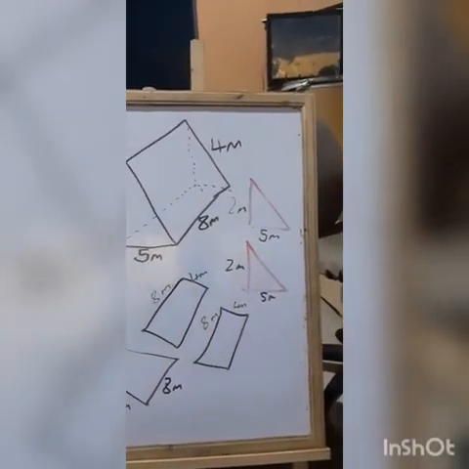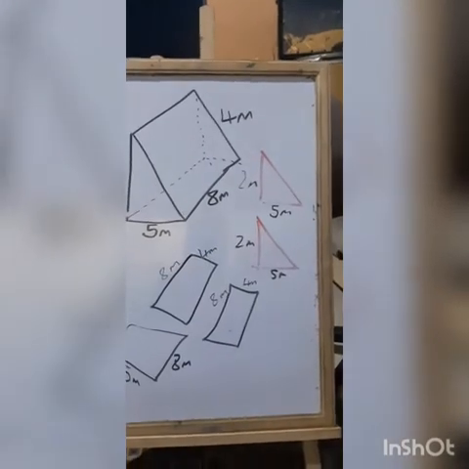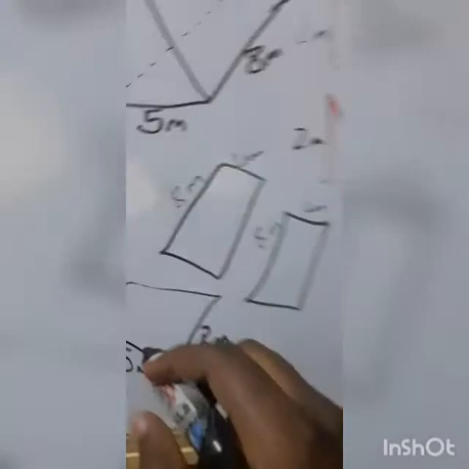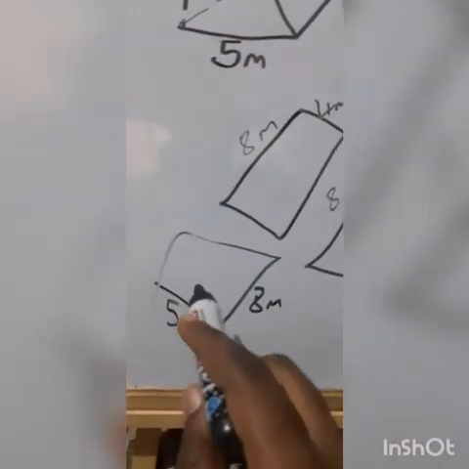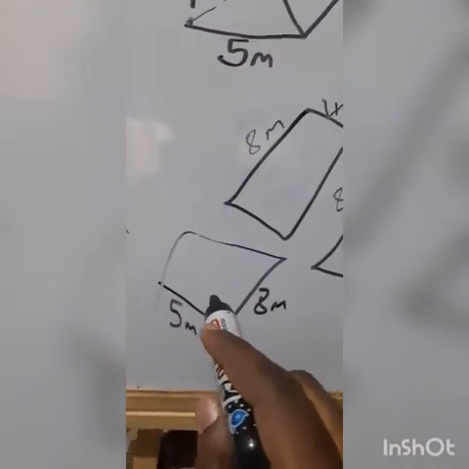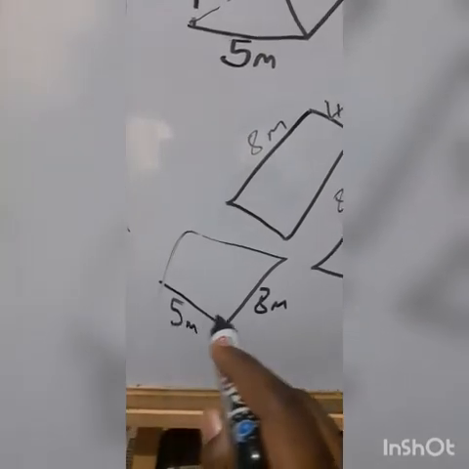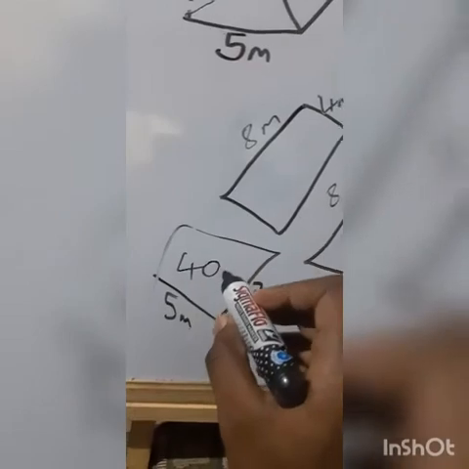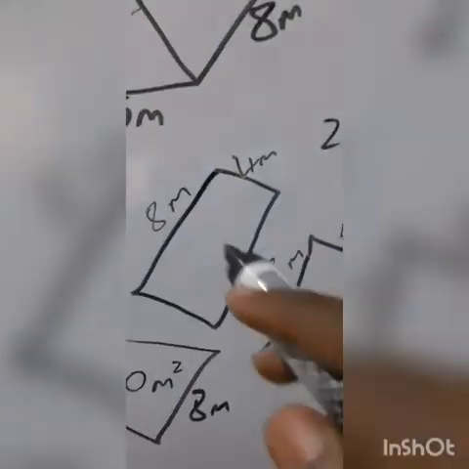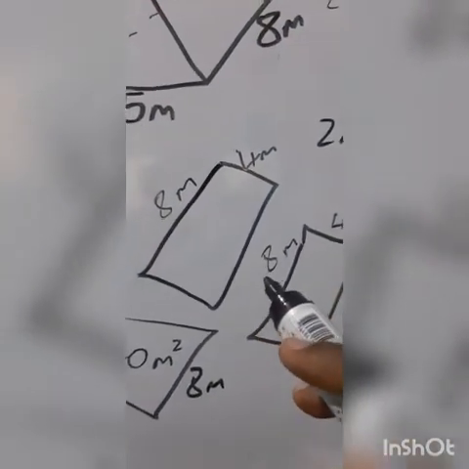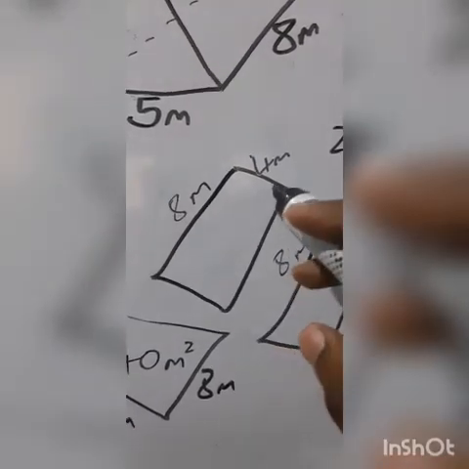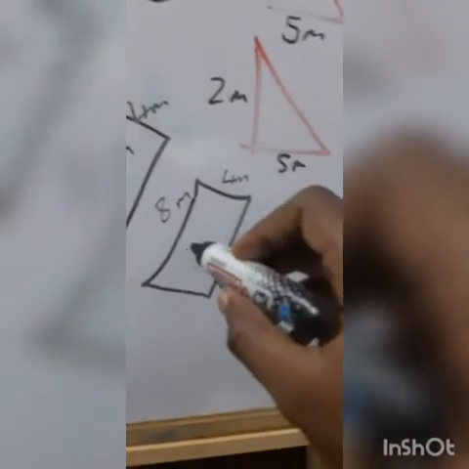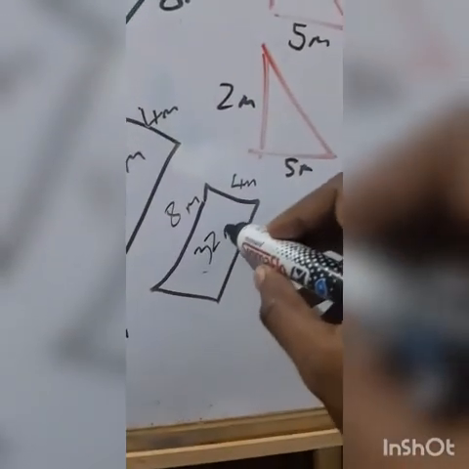Now let us find the surface area for each of them. For the rectangle, we know that in order to find the area of a rectangle, we say length times width. So that would be 5 meters multiplied by 8 meters, which would be 40 meters squared. For this rectangle as well, it's the same thing, length times width. 8 multiplied by 4 is 32, so that's 32 meters squared. And this is also 32 meters squared.